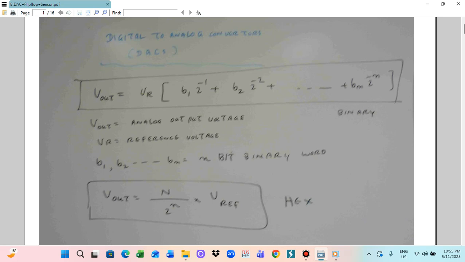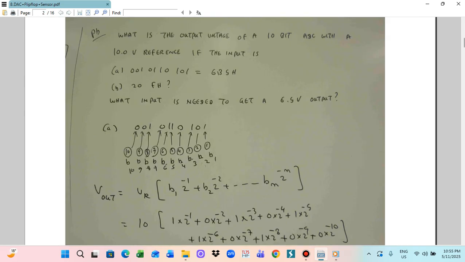Okay, let's look at one problem. What is the output voltage of a 10 bit DAC with a 10 volt reference, if the input is 1011011010? So we have to find the analog output.